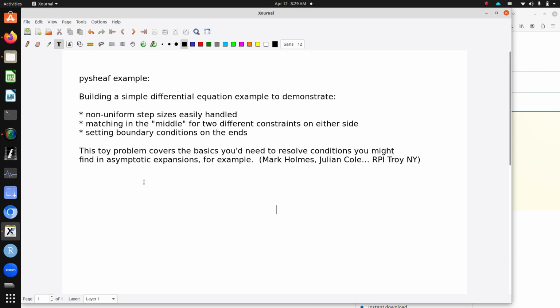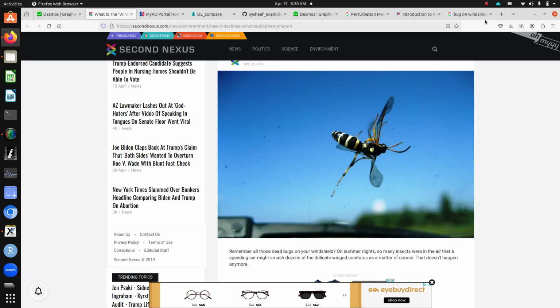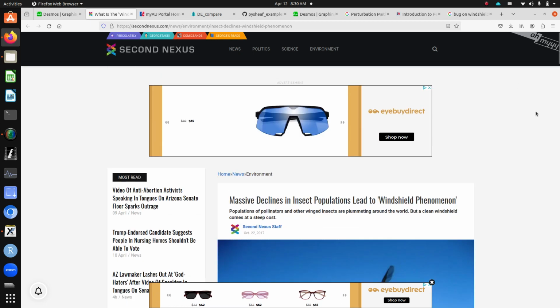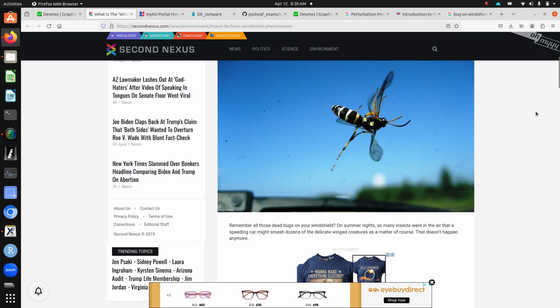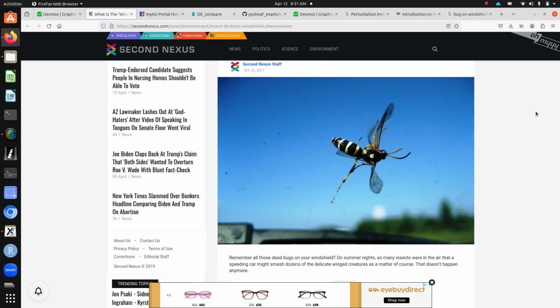So for a real boundary layer problem, you might think of a bug on a car. This is just a picture I found. The article is actually talking about something entirely different, but I just wanted that picture. Sometimes when you're driving along, you'll notice a live bug, not a dead one, sitting on your windshield, just sitting there staring at you as you drive along.